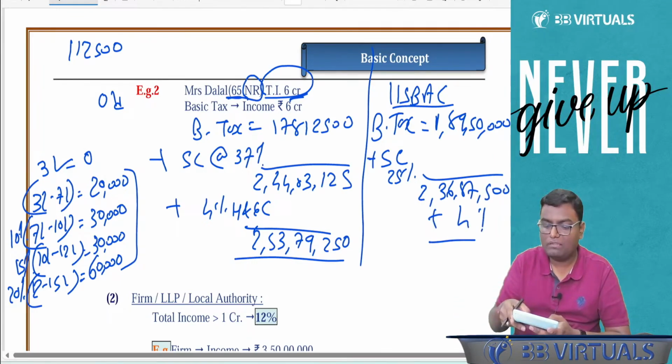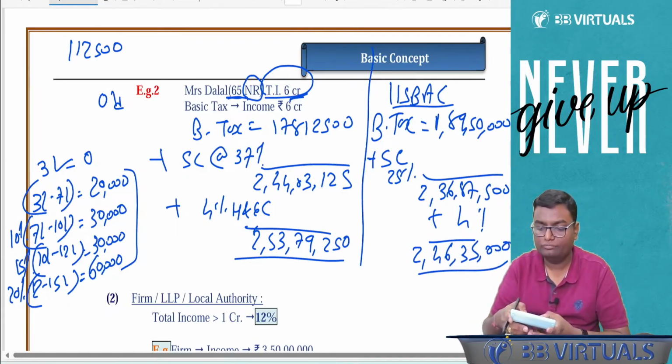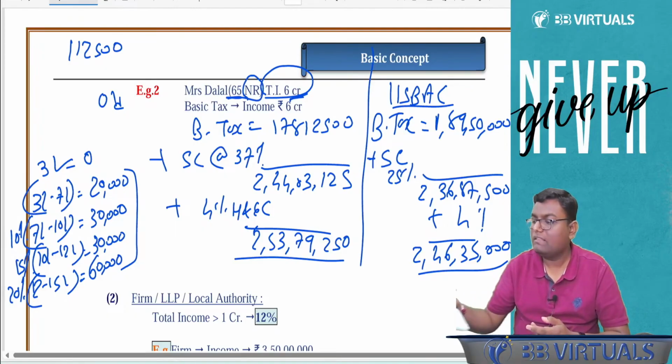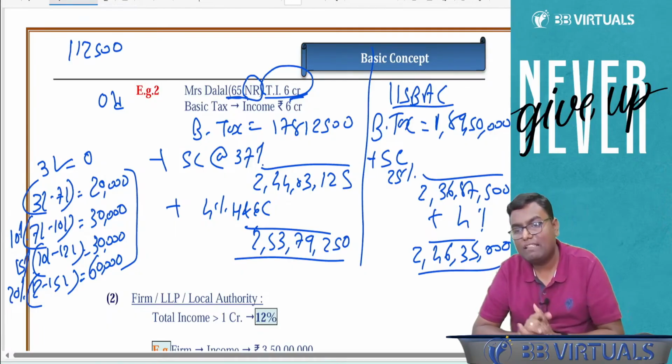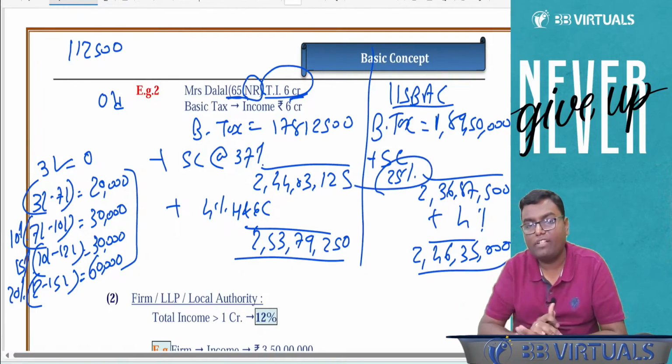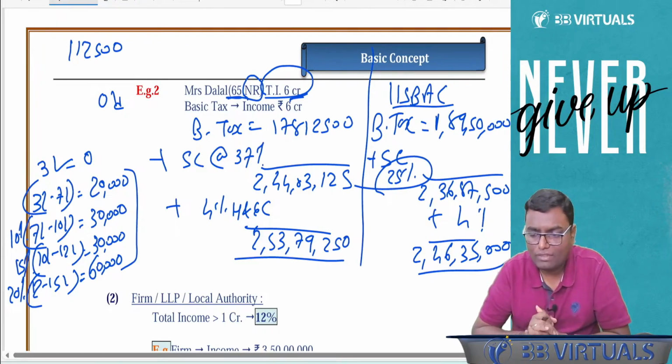Ultimately, I will add 4% health and education cess, which will come to 2 crore 46 lakh 35,000. Are you understanding this, people? This is how the tax rates are calculated in case surcharge is applicable. If 115BAC is there, the maximum rate of surcharge will become 25%. And in case of old regime, it can come to 37% also.